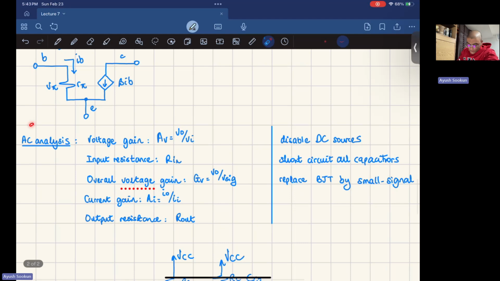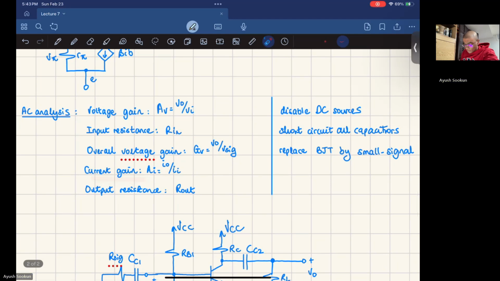Okay, so what does AC analysis entail? I calculate the voltage gain Av, that's the output voltage over the input voltage. I'm going to calculate the input resistance, and the output resistance. Second, the overall voltage gain Gv is Vout over Vsig, and then the current gain is i output over i input.